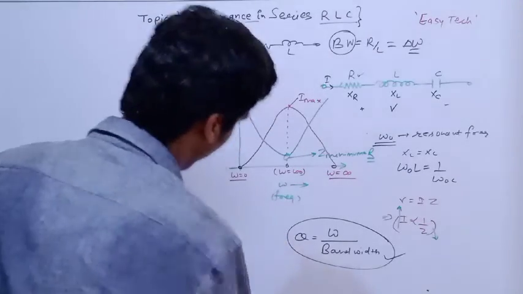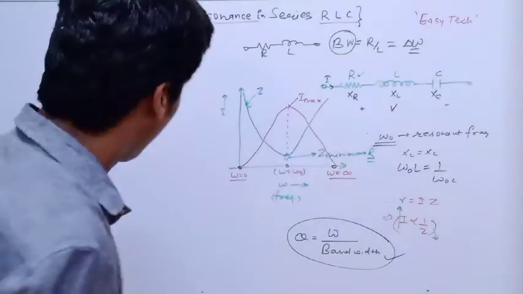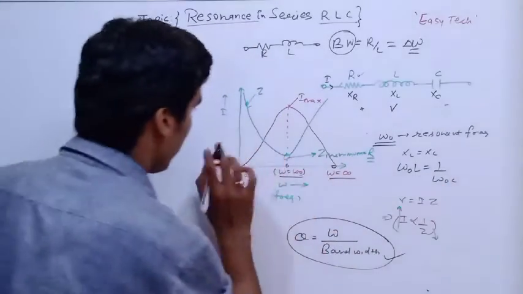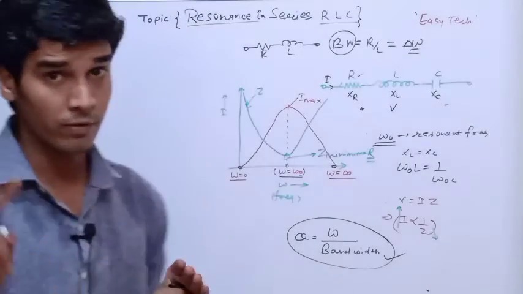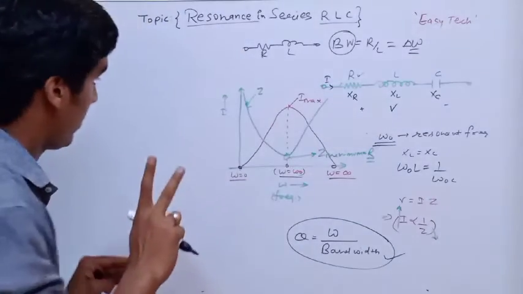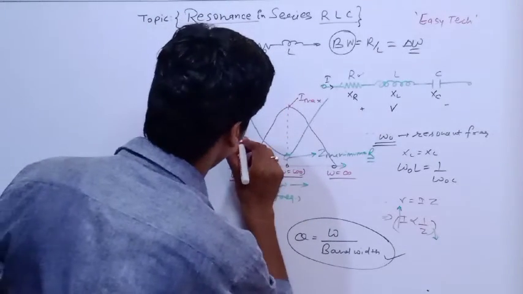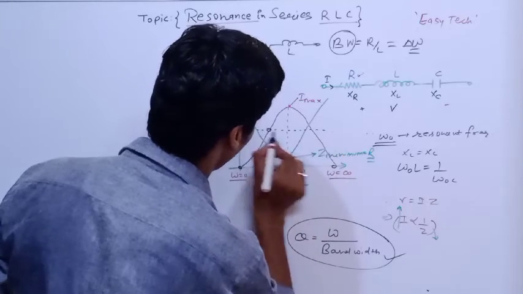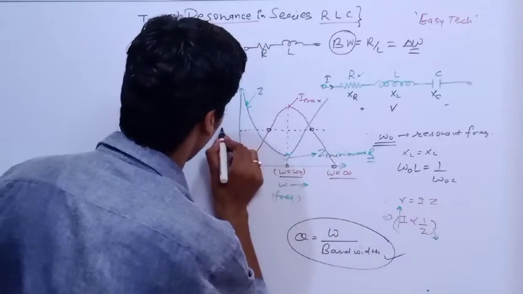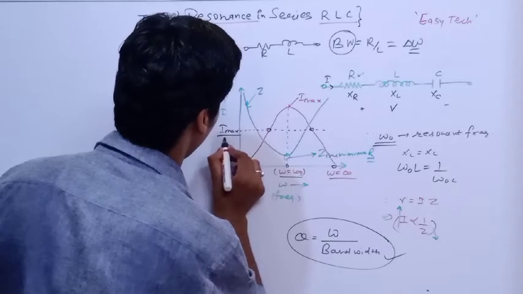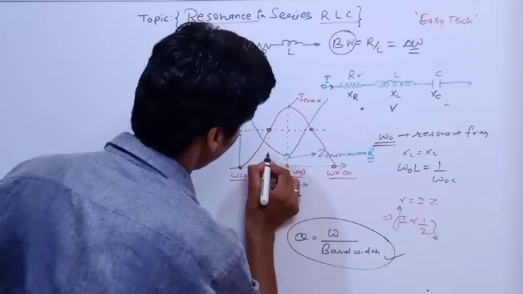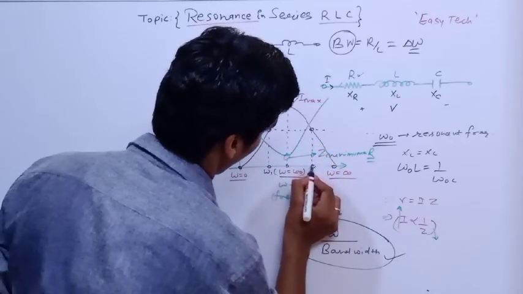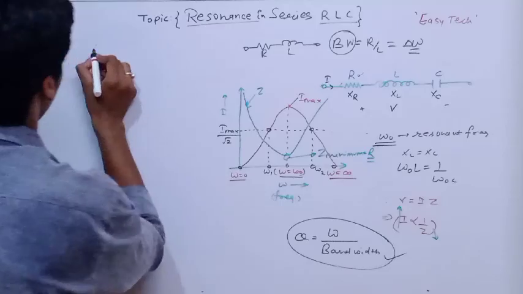I am not erasing this content here. At this frequency, your circuit behaves like a pure resistive network. There are two frequencies also available, where your current will be half. These are the frequencies where your current will become I max divided by root 2, and these frequencies are termed as omega 1, omega 2.